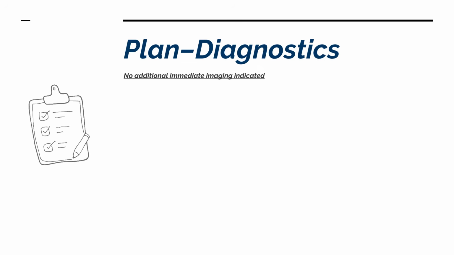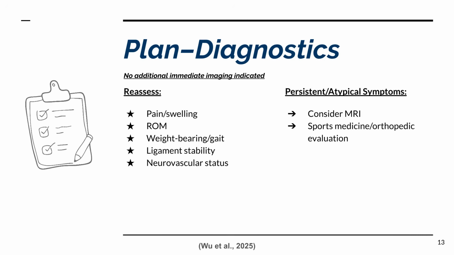No additional immediate imaging is necessary based on the currently provided negative radiograph and reassuring neurovascular examination. The patient should be reassessed as the acute pain and swelling improve, including range of motion, ability to bear weight, gait, ligament stability, and neurovascular status. If symptoms fail to improve as expected or significant pain or instability persist, additional evaluation may be necessary. Advanced imaging such as MRI can be considered when there is a concern for an occult or associated soft tissue injury, and referral to sports medicine or orthopedics may be appropriate.